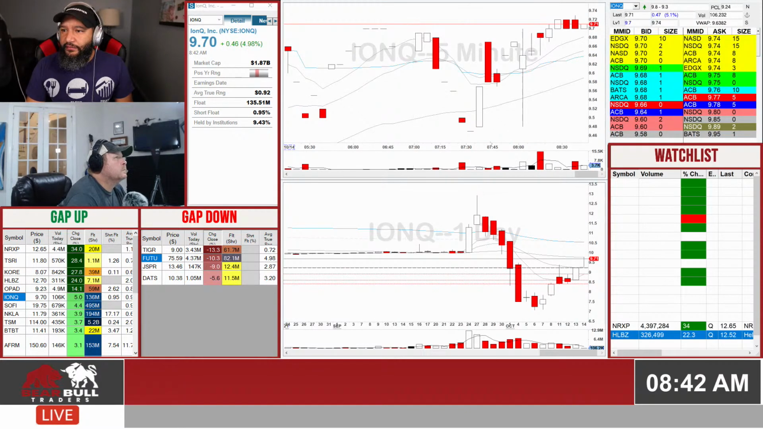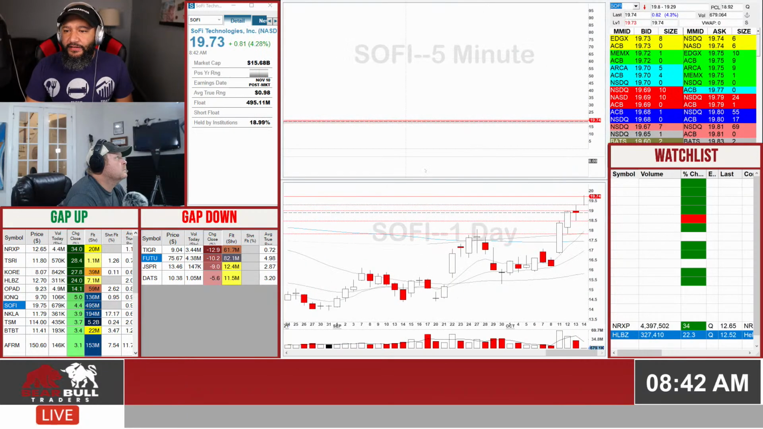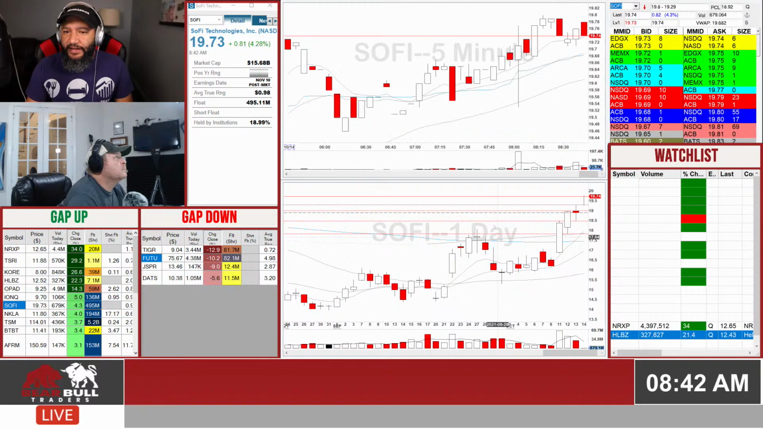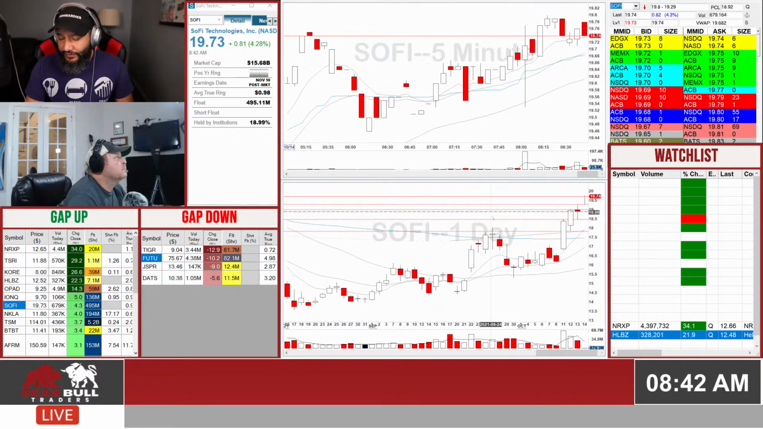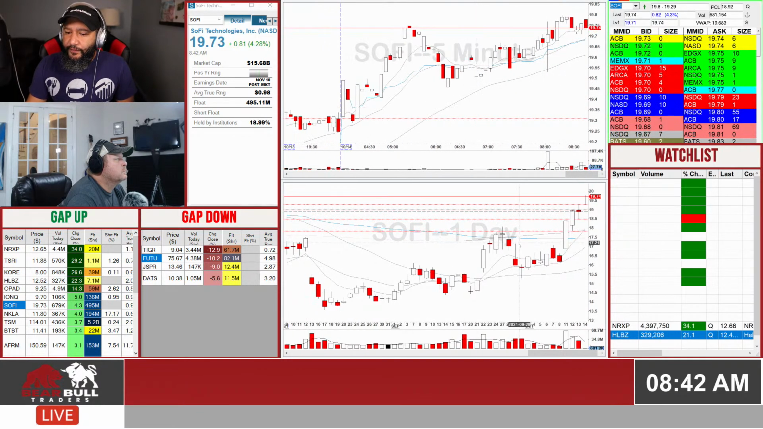IONQ here this morning. No volume, no activity. We'll skip on this one. SoFi. Today, this one, the daily looks interesting. I'm not a big fan of this one, but the daily does look good. We do have decent volume, 680, now 4.3.